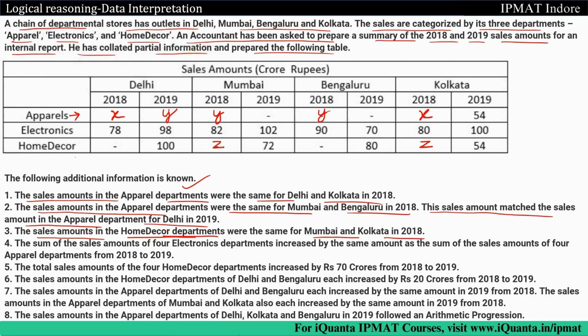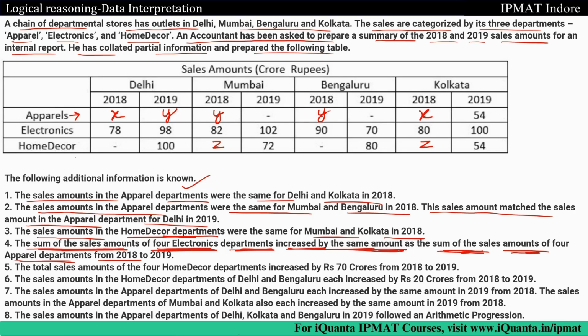After this, the sum of sales amounts of the 4 electronics departments increased by the same amount as the sum of sale amounts of the 4 apparel departments from 2018 to 19. So it is saying that the sum of the sales amounts of the 4 electronic departments, meaning the electronic departments in all these cities, increased by the same amount as the sum of sales amounts of the 4 apparel departments from 2018 to 19. So 18 to 19, the increase is the same.